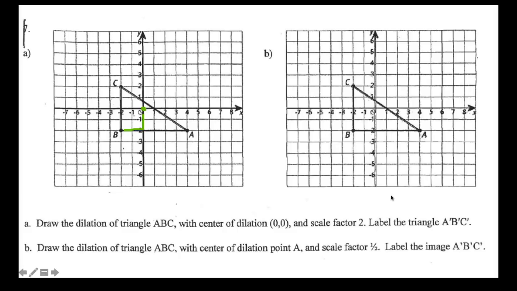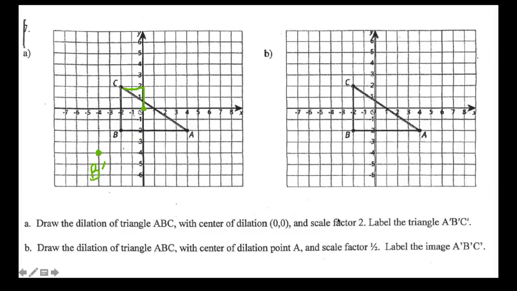I want to travel from my center to B. You could go to C first, or you could go to A first. Whatever order you want is okay. But I go down 2 to the left 2. Well, my scale factor is 2, so I need to double that pattern. And that gets me B prime.